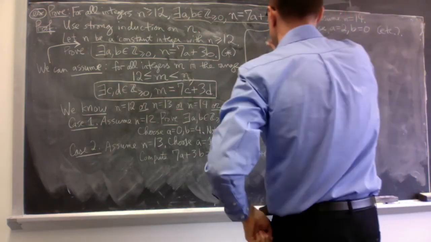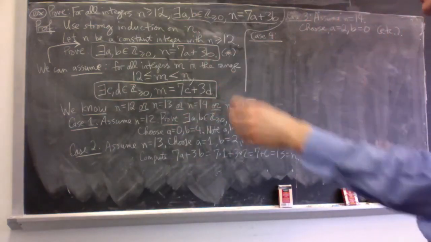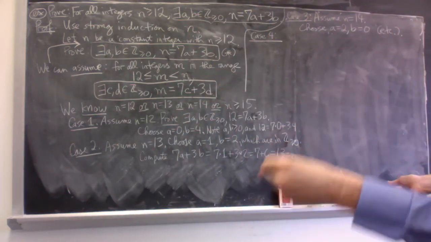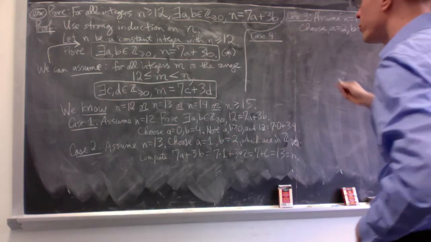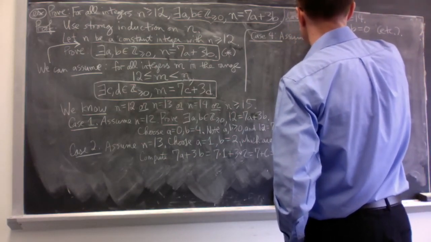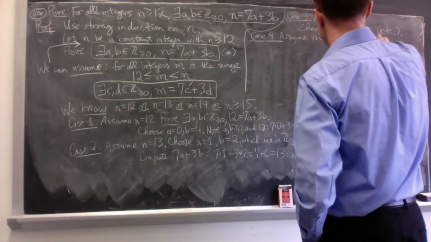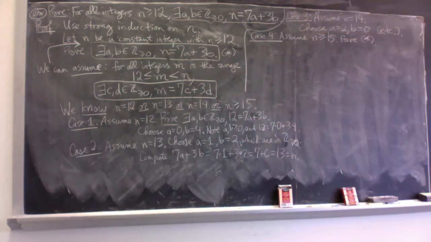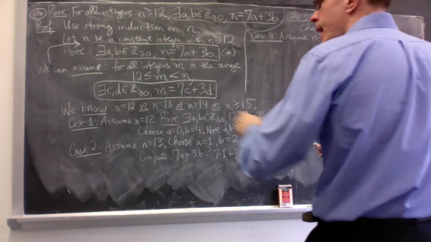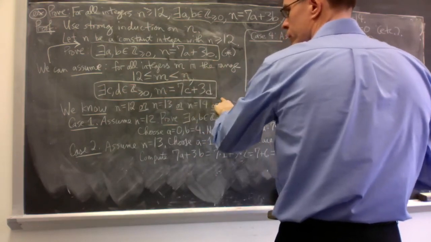Now for the main case. Case 4. You can do lots of n's this way, but you're not going to do infinitely many n's one at a time. Eventually, you have to do a general case. Assume n is at least 15, and try to prove star, the goal right here. The thing about this proof is that we haven't used the induction hypothesis yet.